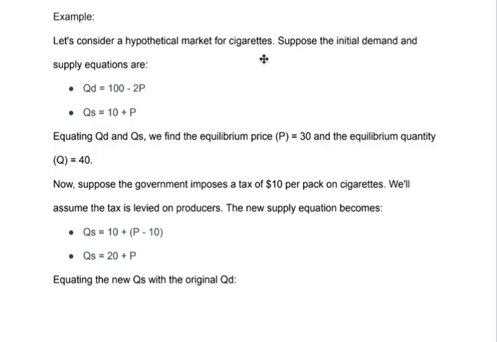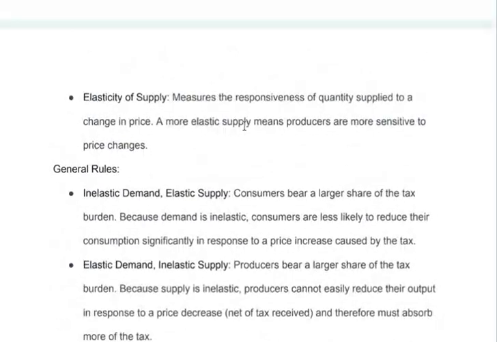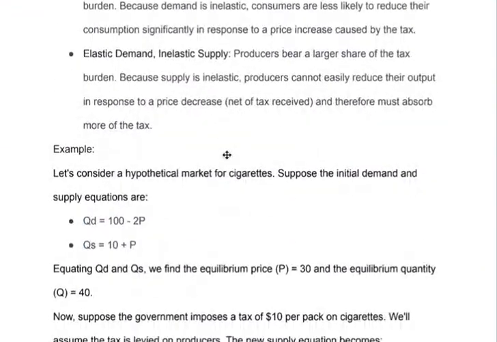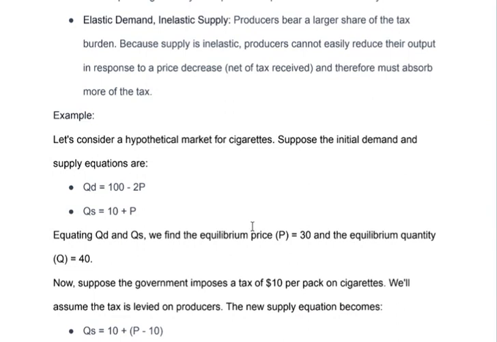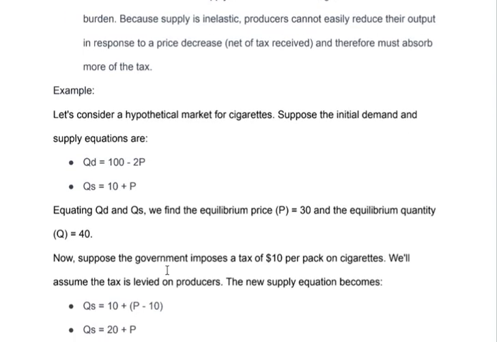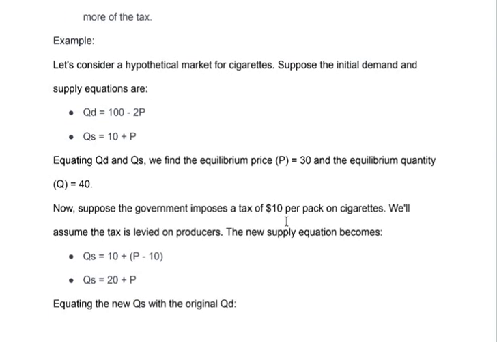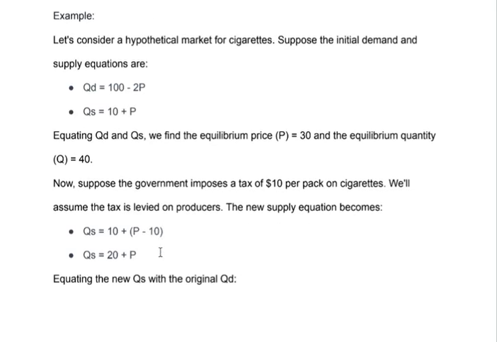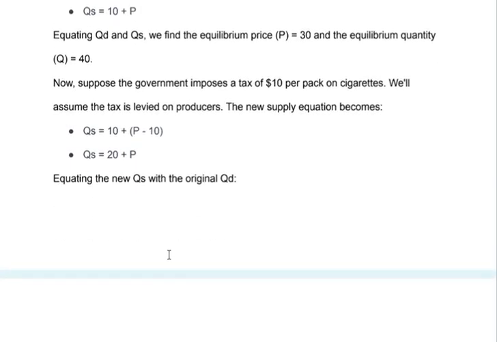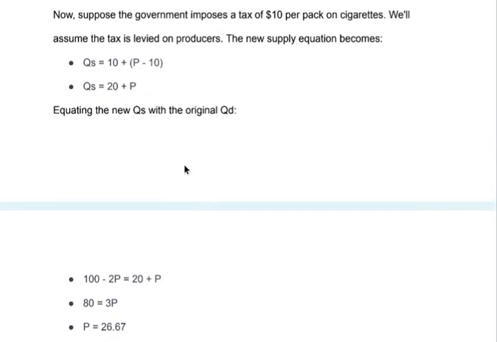Suppose the initial demand and supply equations are QD equals 100 minus 2P, QS equals 10 plus P. Equating QD and QS, we find the equilibrium price, P equals 30, and the equilibrium quantity, Q equals 40. Now, suppose the government imposes a tax of $10 per pack on cigarettes. We'll assume the tax is levied on producers. The new supply equation becomes QS equals 10 plus P minus 10, QS equals 20 plus P.